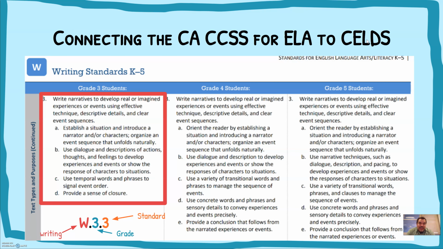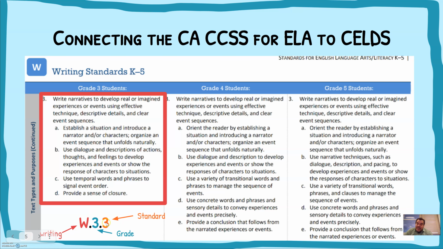So let's connect the California Common Core state standards for English Language Arts to the California ELD standards. Let's take a closer look at the coding associated with the California Common Core State Standards. Here we have writing standard 3 for third grade. The coding for the standard is W.3.3, where the W stands for writing. The middle number is for the grade, so in our case, grade 3. Of course, this number is going to be dependent on your grade. And the last number is the standard. In our case, it's 3, because we're working on standard 3.